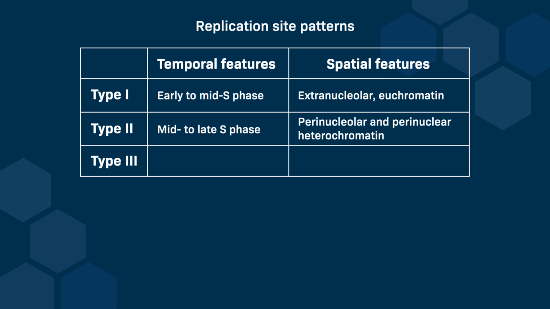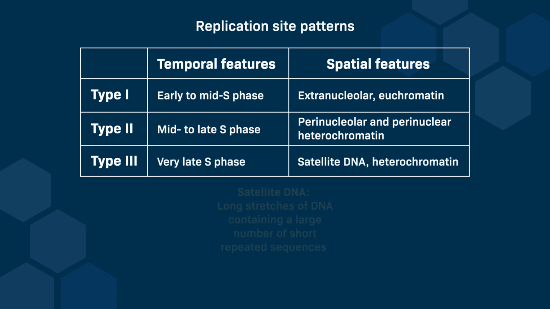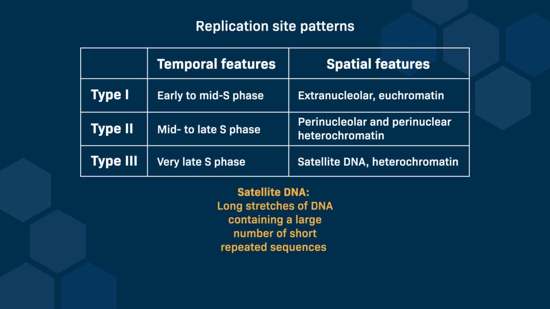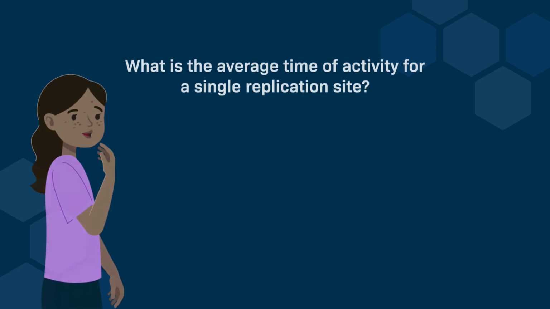Type 3 replication sites are activated late in S phase and are responsible for the replication of satellite DNA. Satellite DNA consists of long stretches of DNA that contain numerous short repeated sequences, which are usually non-coding and do not code for proteins. Now we can pose another question. What's the average time of activity for a single replication site?